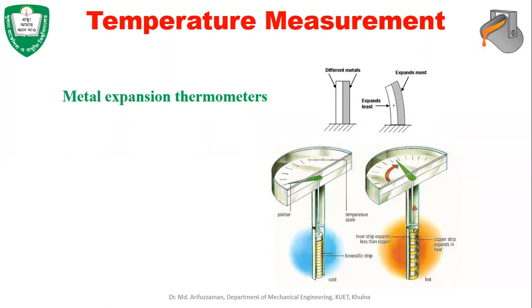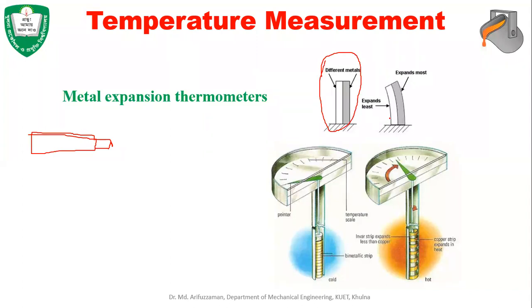So how does it work? The metal might expand linearly. If you have a bar, for example, and you raise its temperature, it will expand linearly. Or it might also expand sideways, but that will be very difficult because the expansion is very small, and the temperature measurement will not be very convenient using those expansions.